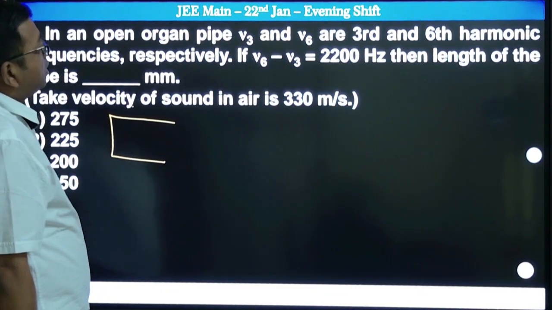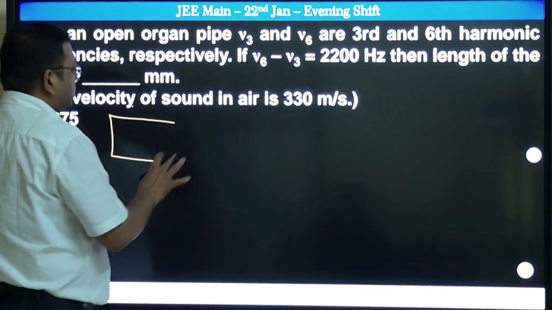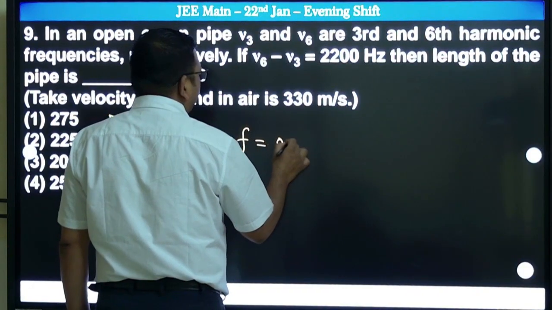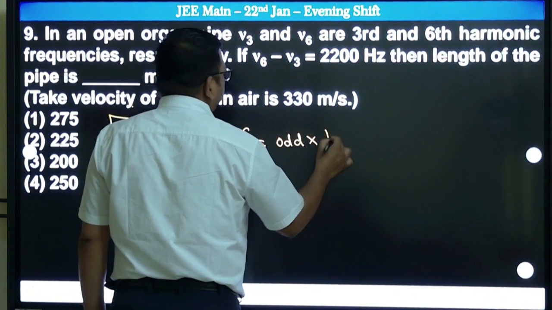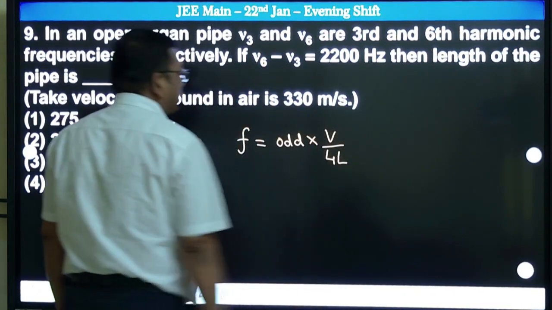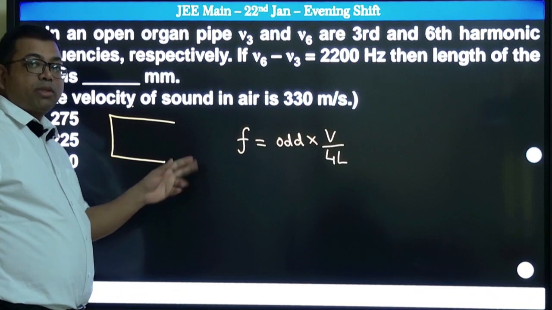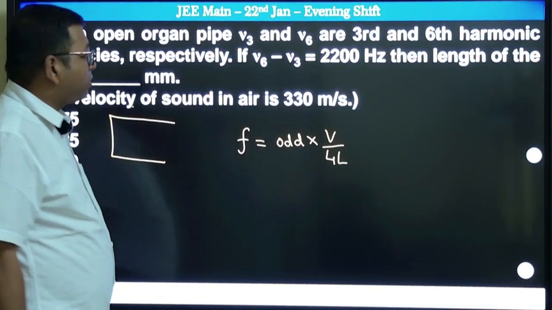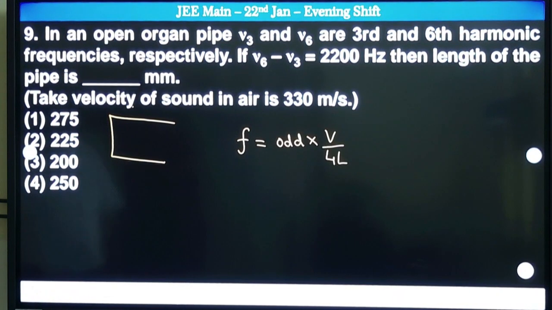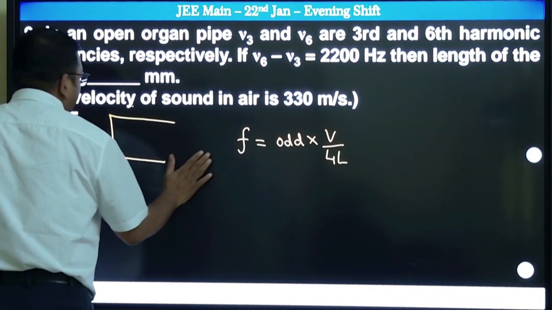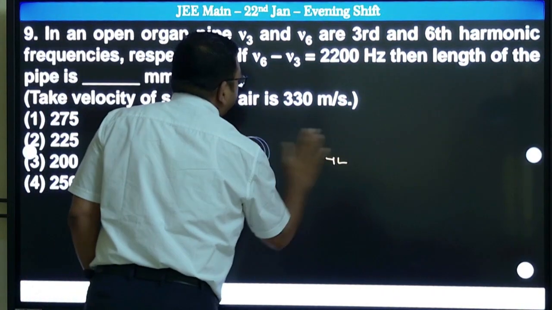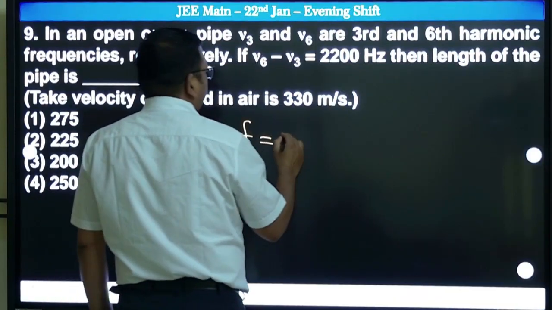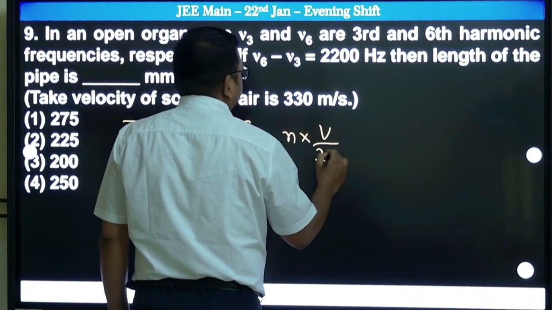Third and sixth harmonic is, so you know this starts with odd harmonics, so the frequency is given as odd into V by 4L, right? This is the formula. So first odd means 1, next will be third harmonic, because here only odd harmonic exists. No, this is closed, sorry, this one is closed, we have to take open. Open means this one, both sides. So here frequency will be n into V by 2L, correct?